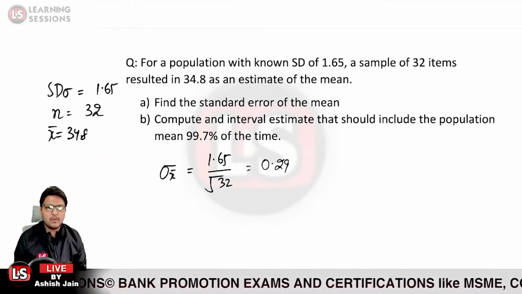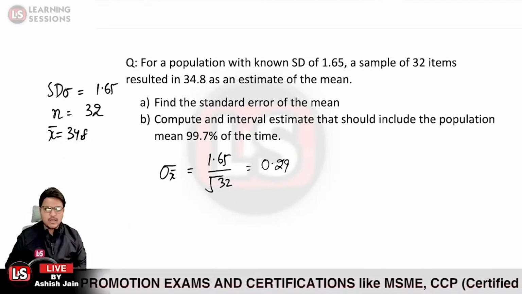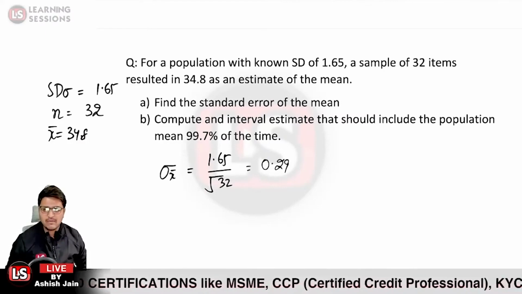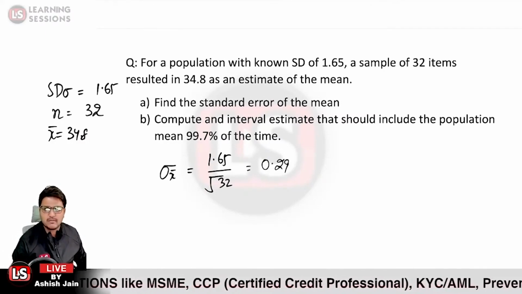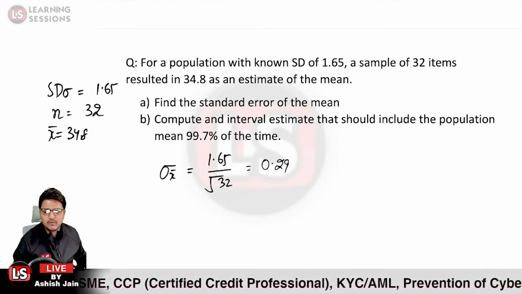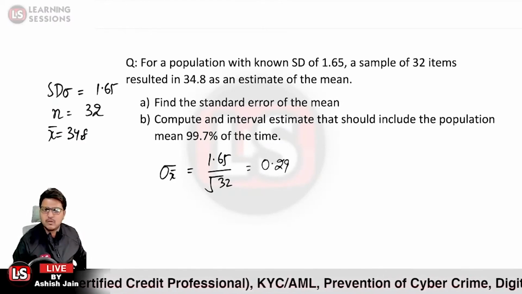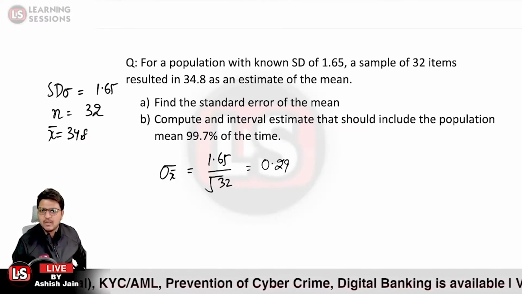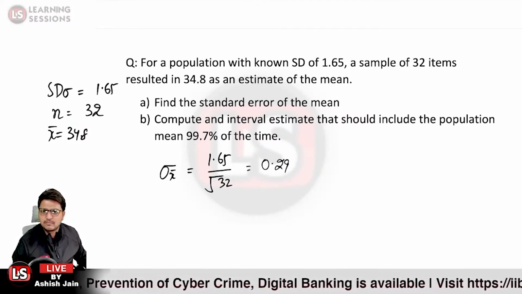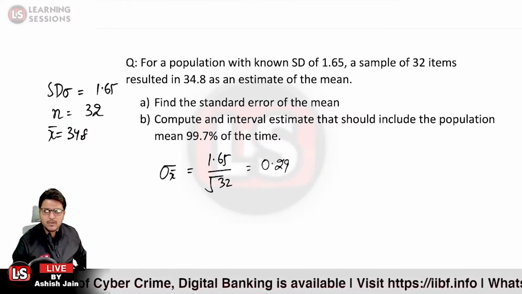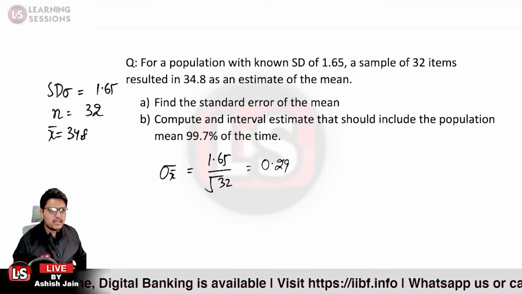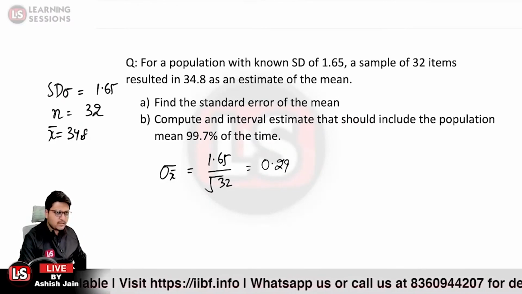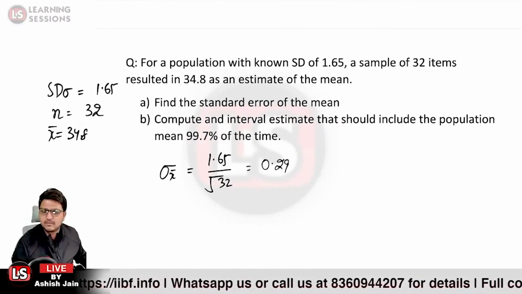And further we are concerned with computing the interval estimate that should include the population mean 99% of the time. So we want an interval with a 99% confidence level. Do we know the z value related to 99%? That is not provided to us. In that case, how will we calculate it? That's quite possible, let me tell you. We'll be using the z table again. Let me tell you how we can do that. Kindly please wait for a minute.